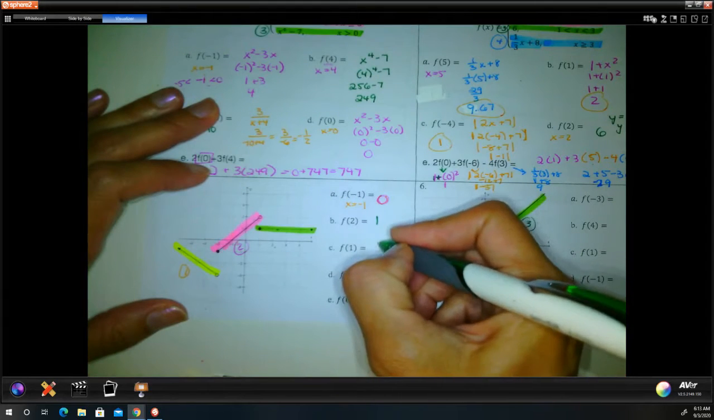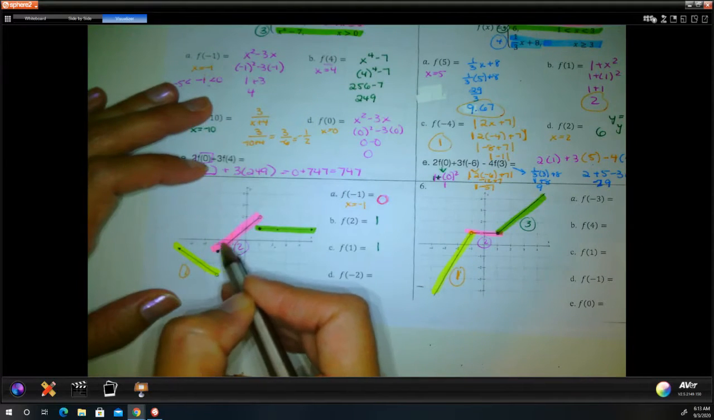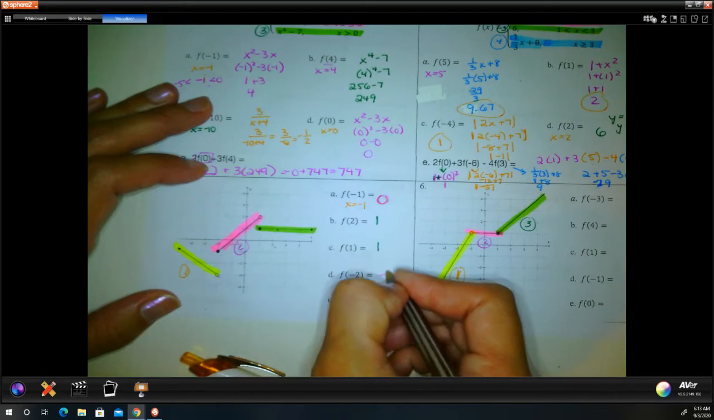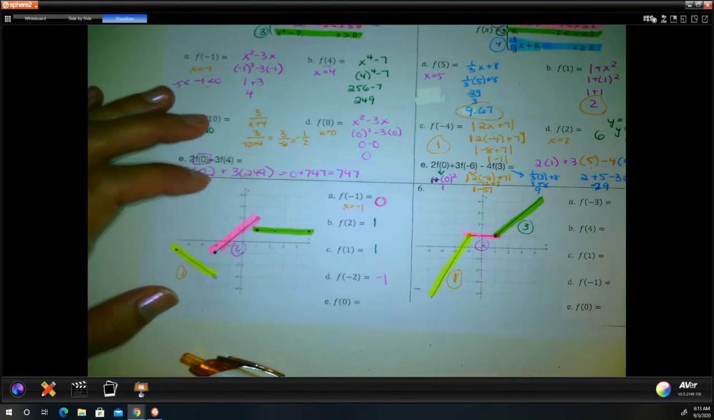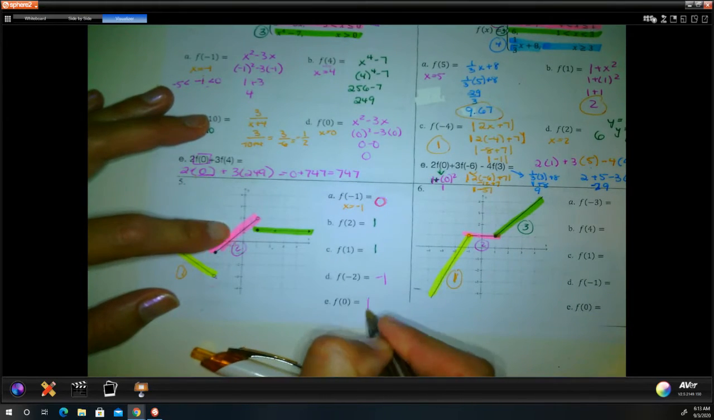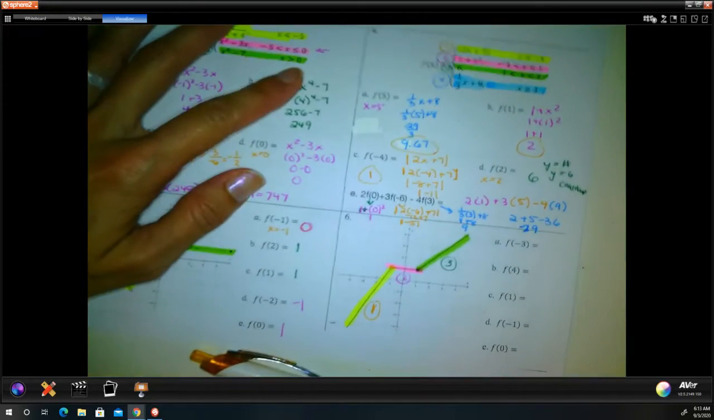So again, it's 1. F of negative 2, if I go to negative 2, similarly, I see these 2 points, but it says do not include that one since it's open. So this one's just negative 1. And then F of 0, so I'm going to go to where x is 0. That would also be 1. Okay, let's go to the last one.